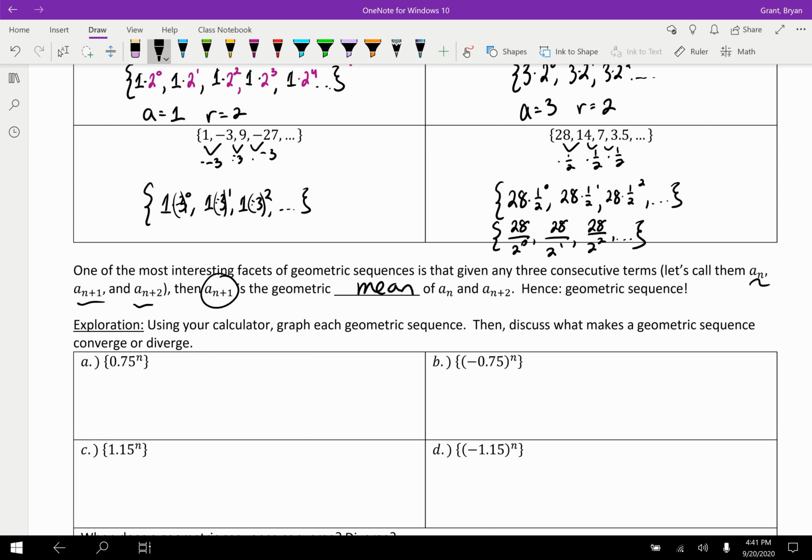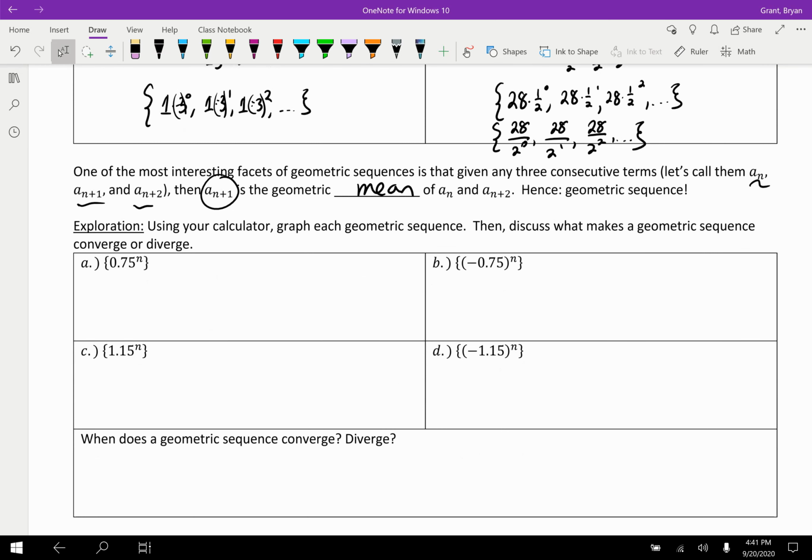Now, we want to look at geometric sequences and see what causes them to converge or diverge. I think that's what we covered last class. So what you will need to do is use your calculator, graph each of these in sequence mode, and determine, do these sequences converge or diverge? Okay? And then once you've done that, we can come back here and we'll see how you did.